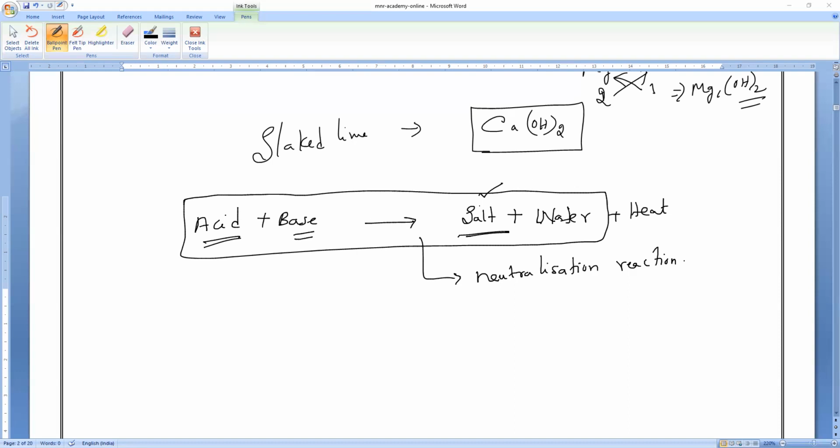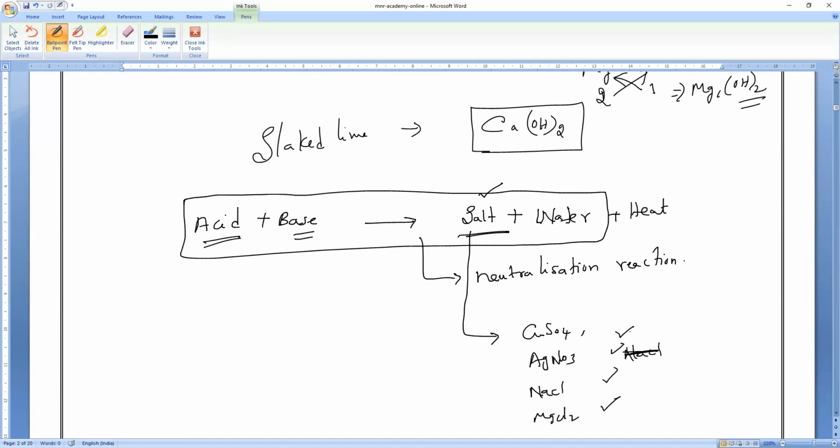We already studied in chapter 1 that we get many salts here. So what are the salts we got? We got copper sulfate, silver nitrate, NaCl, magnesium chloride, sodium chloride, which I have already written. Like that, we have written many salts. Is it right or wrong, everybody? We found them in double displacement reactions. Yes or no, guys? Yes, sir. So that is what you have to remember.